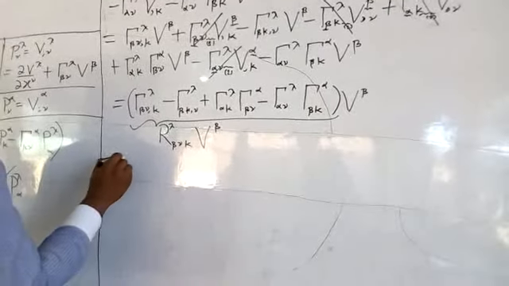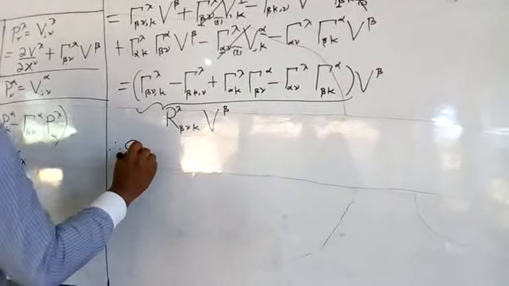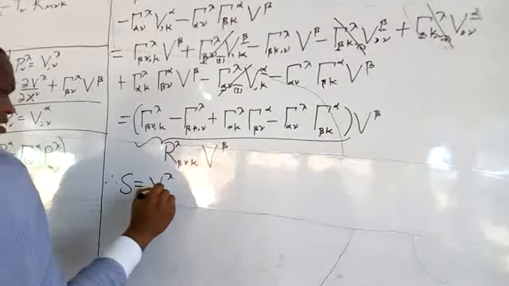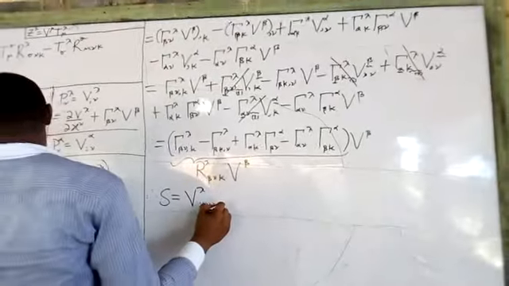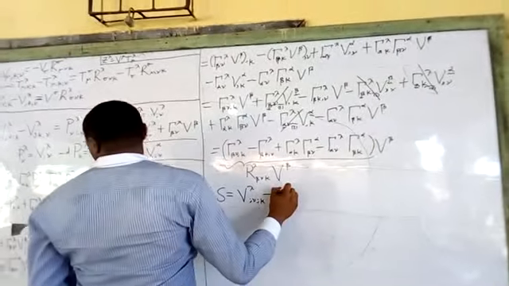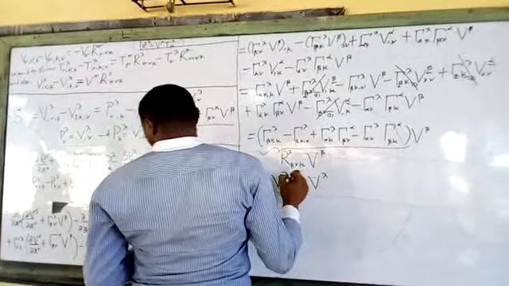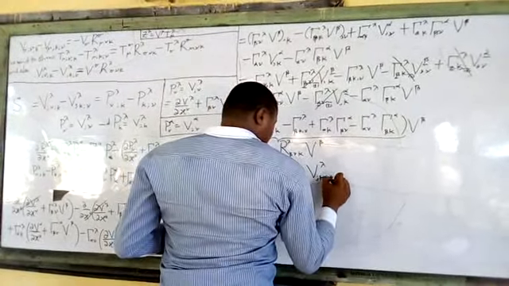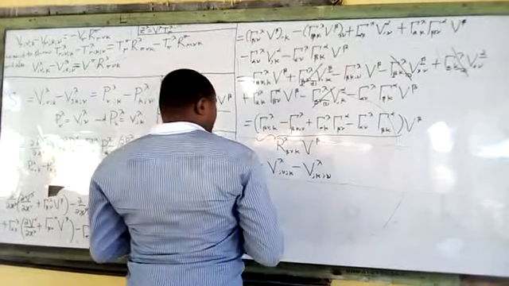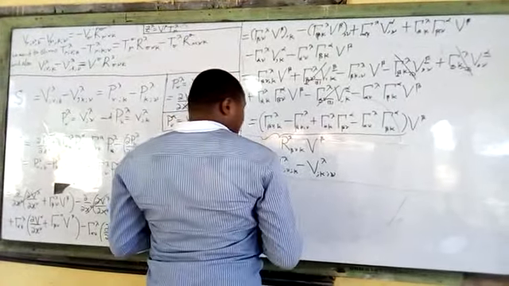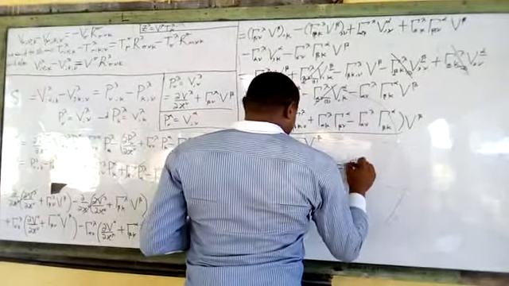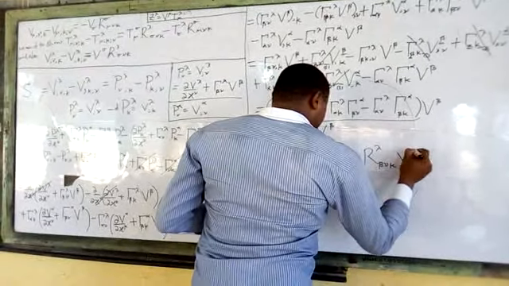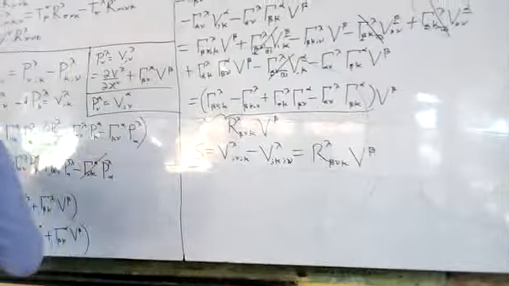So S, which I'm going to write out in full, v lambda nu kappa minus v lambda kappa nu. Of course, that is what we have over there. This is the same thing as R lambda beta nu kappa v beta. I'm guessing this should be the same with what we have here.